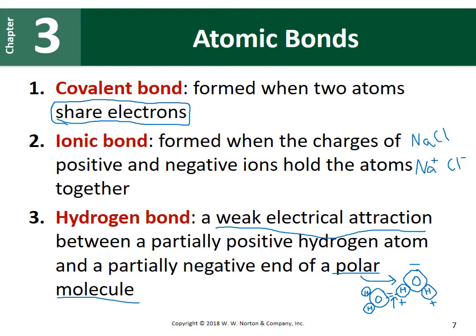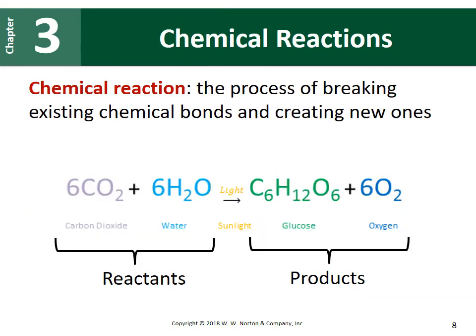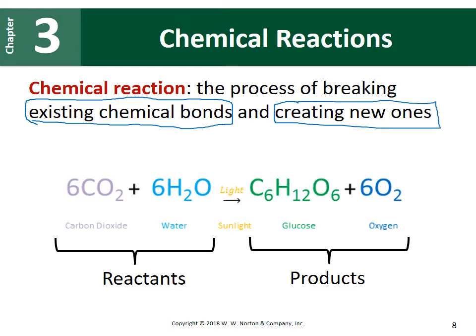They occur between molecules. Ionic bonds and covalent bonds occur to form molecules. Once we have all of these molecules created through these different types of bonds, these different molecules can go through chemical reactions. A chemical reaction is a process where we break existing chemical bonds. Basically, we break up different molecules and compounds and create new molecules and compounds.